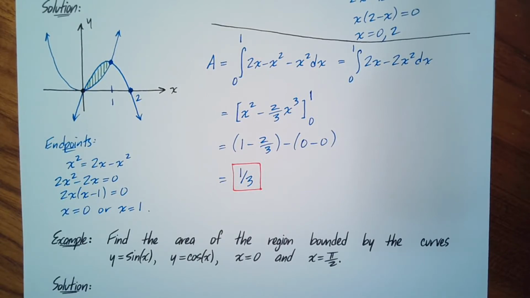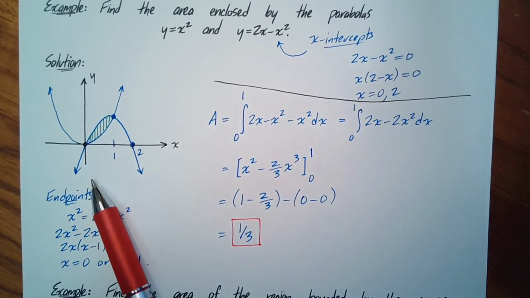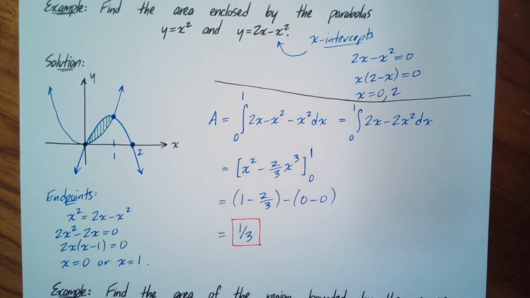So the key thing is a sketch, right? Just a rough sketch if possible, just to get an idea for what region you're actually measuring. It doesn't have to be perfect, right?